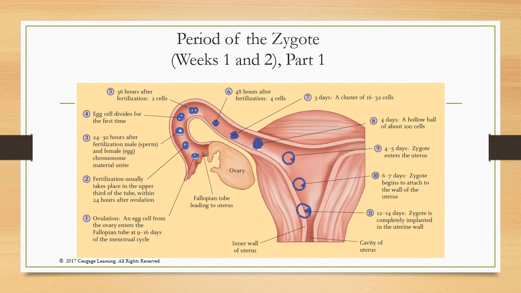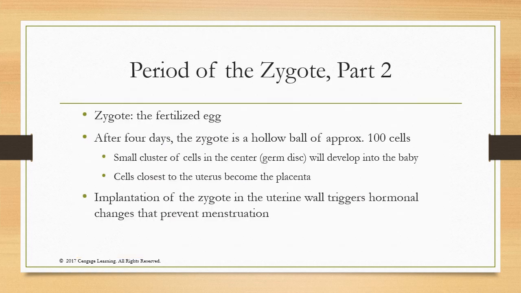But this is the form. This is the zygote period, and you can say it's ovary, fallopian tube, to the end when it implants into the uterine wall. Okay, so now we're going to go on to the next phase, which is the embryo. So before we go on to the embryo, I just want to highlight some of the things from the period of the zygote. So remember, the zygote is the fertilized egg. After 4 days, the zygote is a hollow ball of approximately 100 cells, and those small clusters of cells in the center, the germ disc, will develop into the baby.